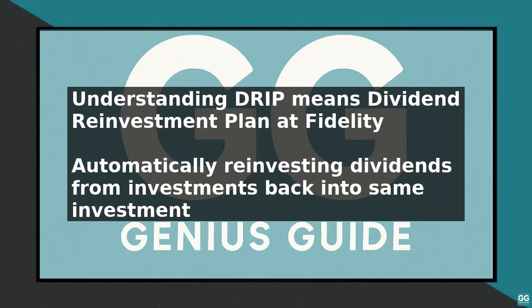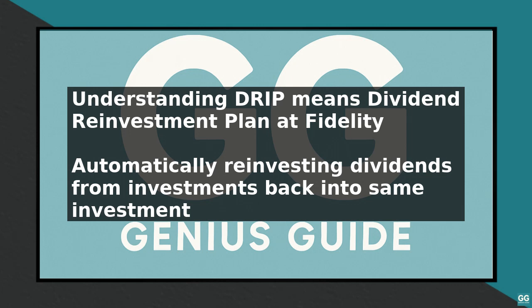A step-by-step guide to Fidelity DRIP starts with understanding what DRIP means. DRIP stands for Dividend Reinvestment Plan, a program that allows investors to automatically reinvest dividends from their investments back into the same investment. To start with Fidelity DRIP, you need to have a Fidelity account. If you do not have one, you can easily open it on the Fidelity website.